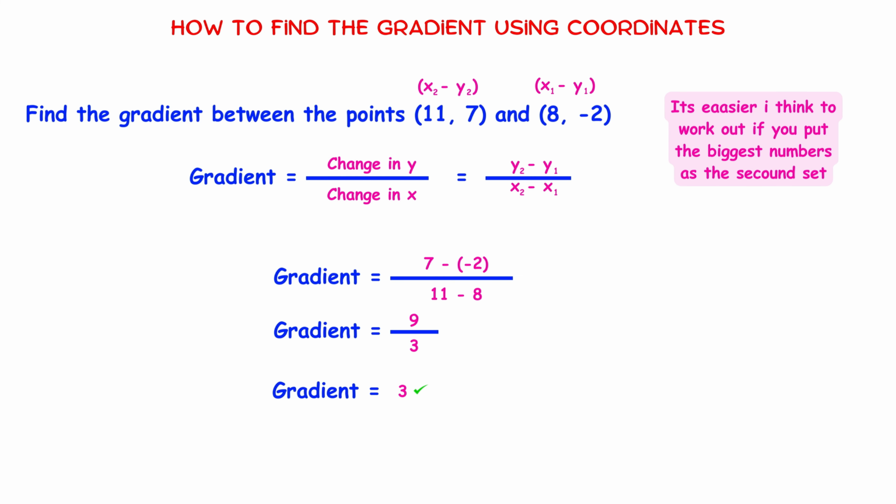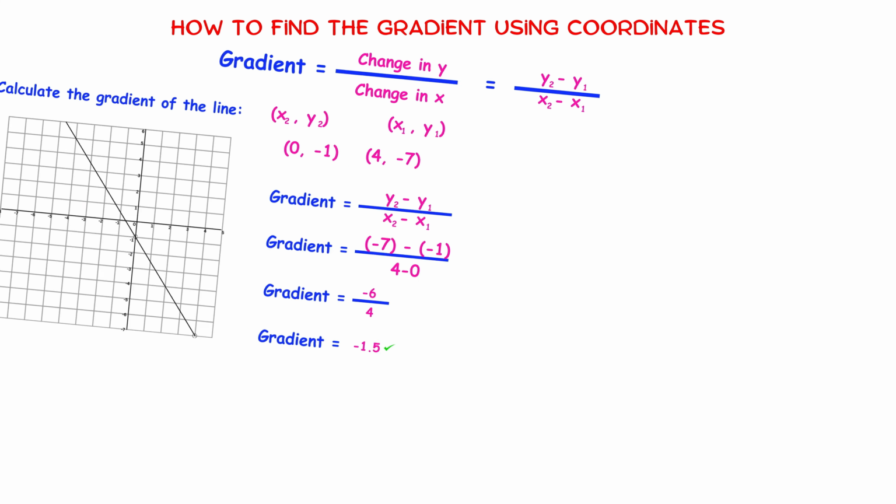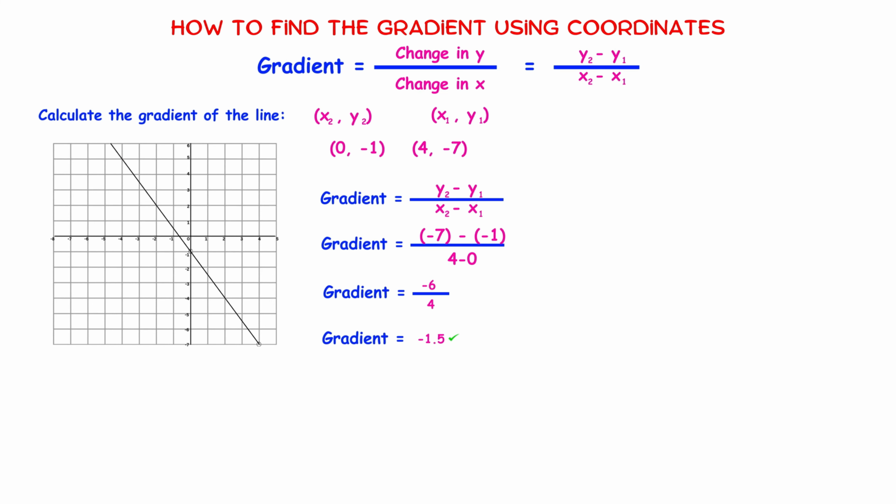One last thing that I want to point out is that we can also use this method even if we are given a graph, because we can just pick 2 points on the line and then use those coordinates. So for this question where we need to calculate the gradient of the line, we'd start by picking any 2 points along the line like these two and then label them both, so (0, -1) and (4, -7).